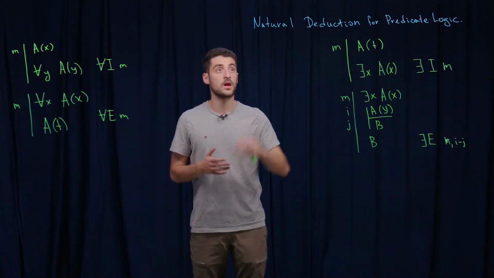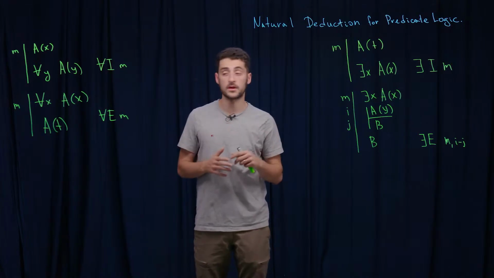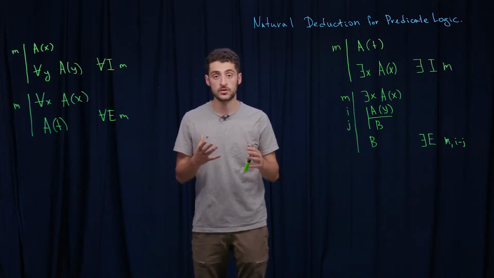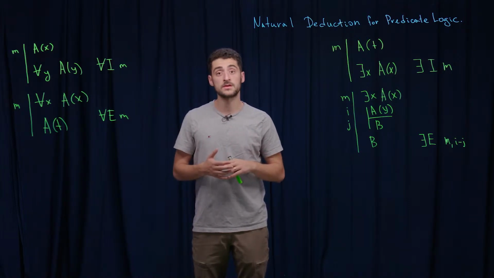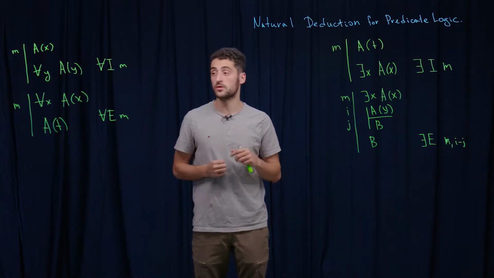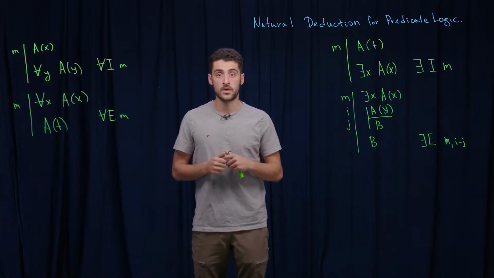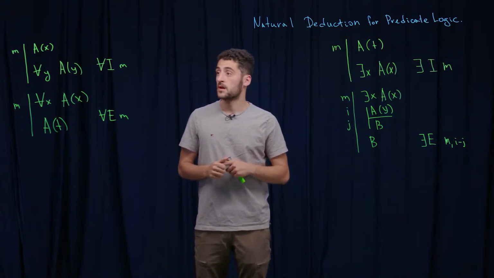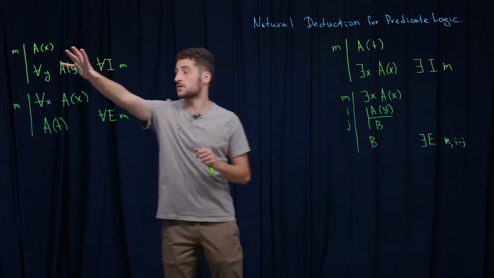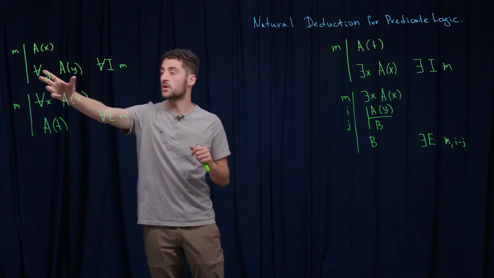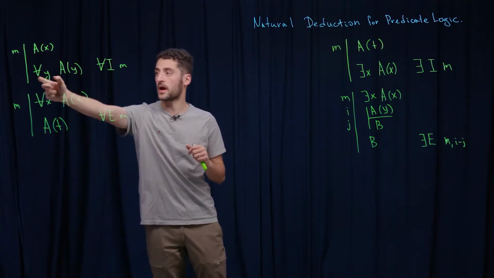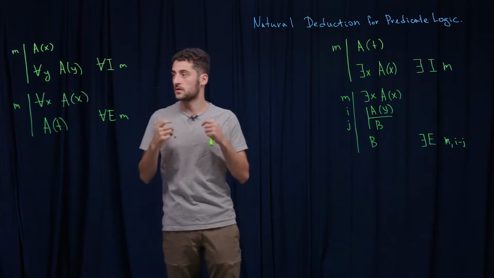So in order to allow natural deduction to work with predicate logic, we allow it to use predicate formulas instead of propositional formulas. And we also add 4 new rules, 2 for each quantifier. For the universal quantifier, we add these 2 rules. So if you have somewhere A of x, you can replace this x by y and add the universal quantifier in front of it.